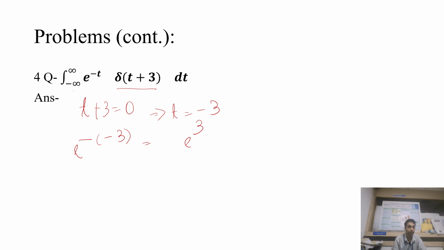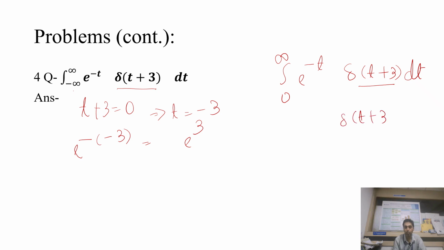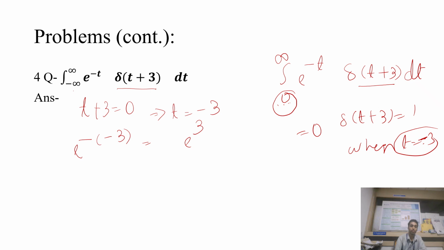Okay. If, for example, in this question only, we make a small difference, integration of 0 to infinite e to the minus t del of t plus 3 dt. Here you can see del of t plus 3 is equal to 1 when t equals minus 3, but this is 0 to infinite, and t equal to minus 3 is not in the limit, so this integral will be 0. Hope you are getting it, check whether the t value is in the limit or not. If it is not in the limit, you will get 0.